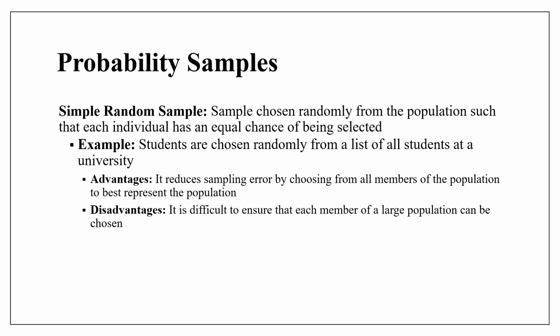We're going to start with simple random sample. This is a sample chosen randomly from the population such that each individual has an equal chance of being selected. So for instance, students are chosen randomly from a list of all students at a university. The advantage is that it's going to reduce sampling error by choosing from all members of the population to best represent the population. But the disadvantage is that it's difficult to ensure that each member of a large population can be chosen.